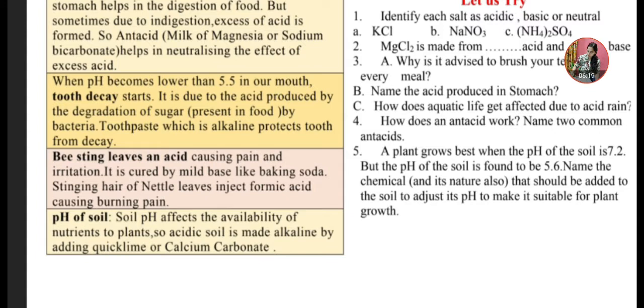The last one is the pH of the soil. Soil pH affects the availability of nutrients to the plant. If our soil is acidic, we have to make it alkaline by adding a base, and that base is quicklime or calcium carbonate, so that our plants grow easily and healthy.